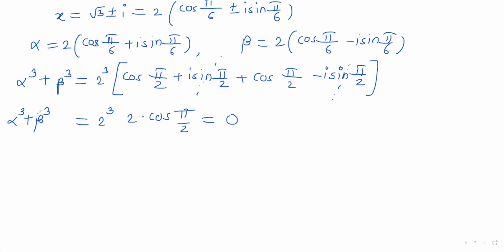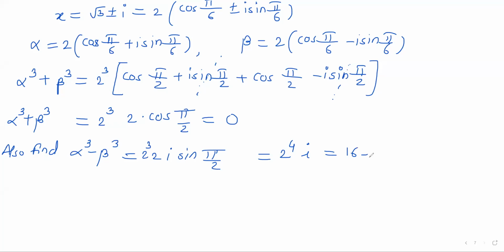Right? Similarly, if someone asks you to find alpha cube minus beta cube, then in that case again you have to subtract these two. 2 raised to 3 आ जाएगा ब्रैकेट में. यहाँ पे होगा cos pi by 2 plus i sin pi by 2 minus cos of pi by 2 plus i sin pi by 2. तो इस केस में cos pi by 2 कैंसिल हो जाएगा और मिलेगा क्या आपको? 2i sin pi by 2. 2 raised to 3 into 2i sin pi by 2. Sin pi by 2 is 1. 2 into 2i. So that will be 2 raised to 4 into i.